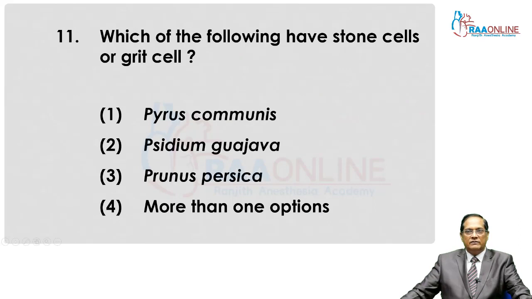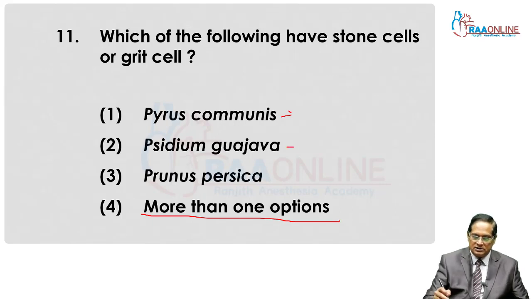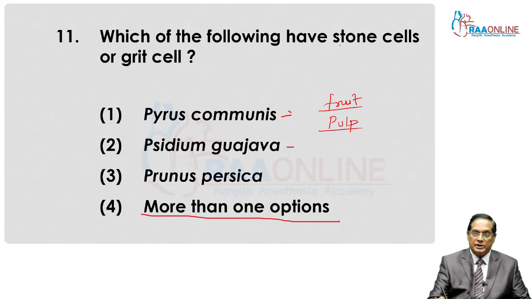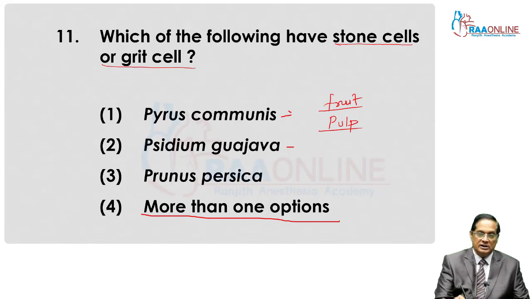Which of the following have stone cells or grit cells? It is found in all these plants in their fleshy area. Pyrus communis is actually pear. Psidium guava is the guava plant. So in all these plants, in the fruit pulp, you feel hardness because of the presence of stone cells or grit cells. These are actually brachysclerids.